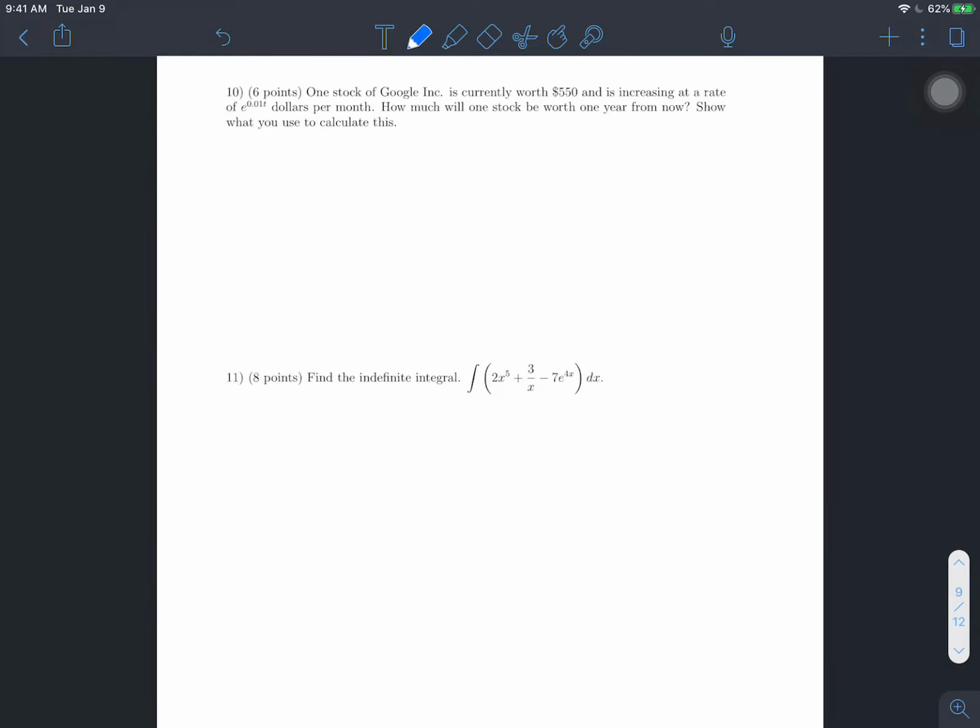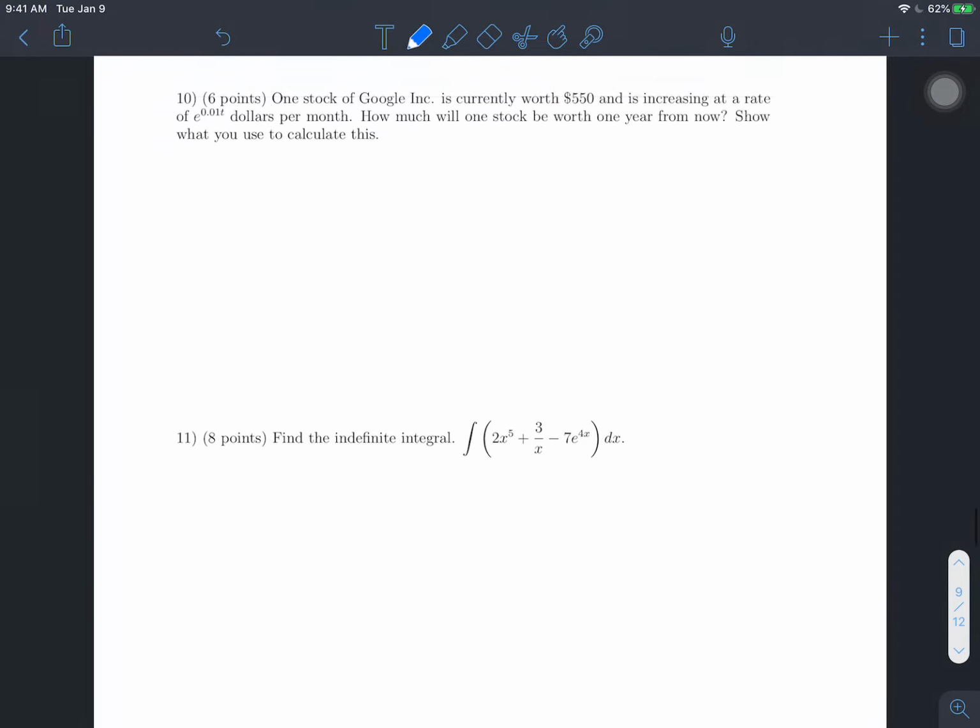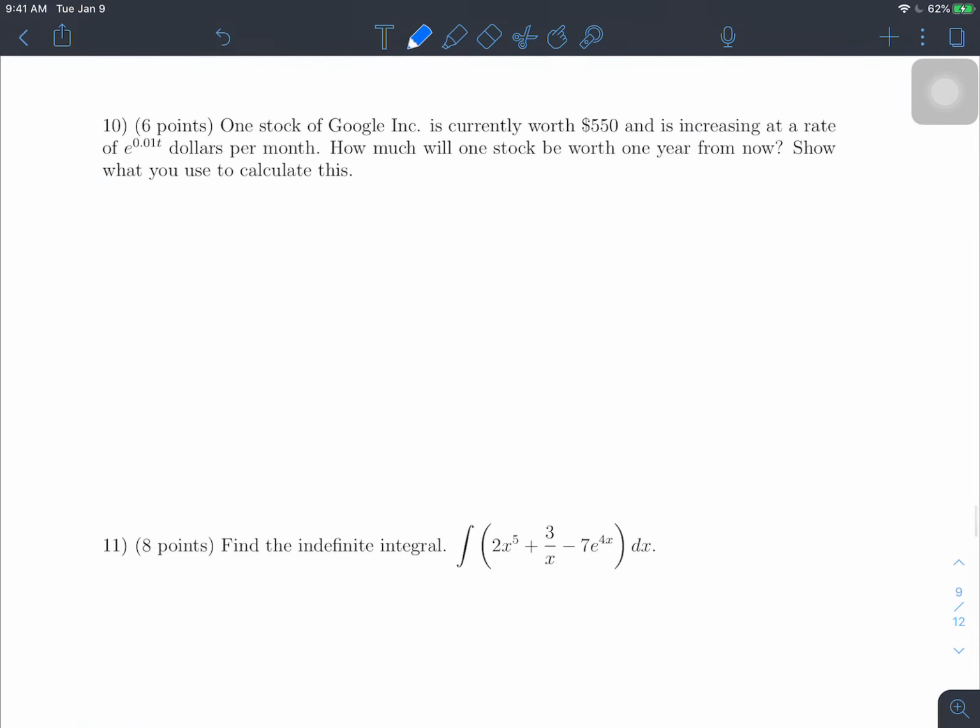All right. One stock of Google Inc. is currently worth $5.50, and its price is increasing at a rate of a certain number of dollars per month. And we're supposed to figure out how much the stock will be worth 1 year from now.